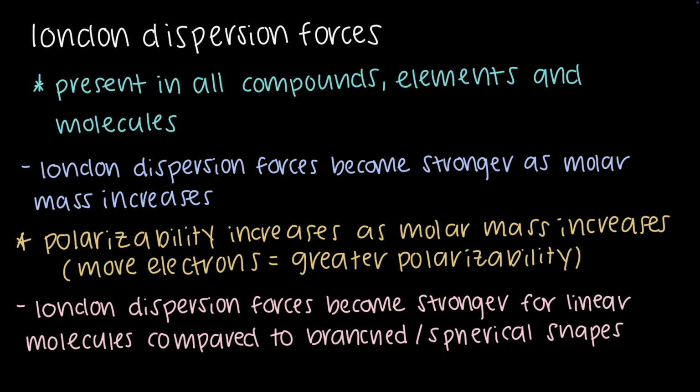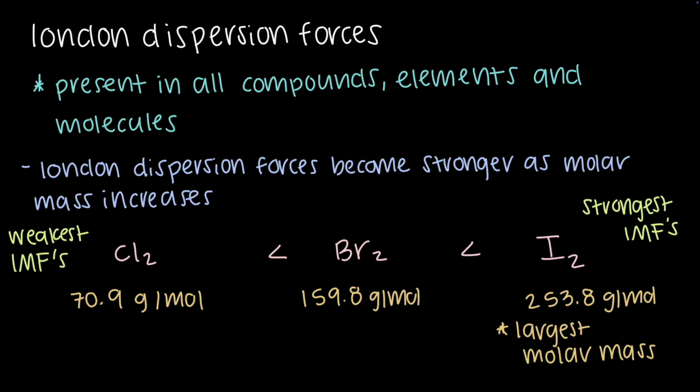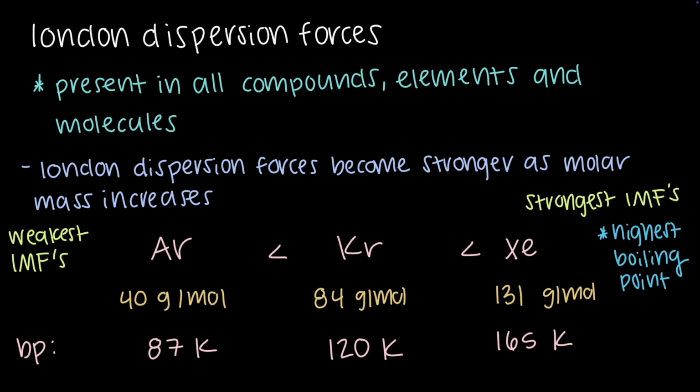You can see this in the halogens and noble gases. I2 has stronger London dispersion forces than Br2 or Cl2 due to its larger size. I2 has a molar mass of 253.8 grams per mole, Br2 has a molar mass of 159.8 grams per mole, and Cl2 has a molar mass of 70.9 grams per mole. I2 has the largest molar mass and will have the strongest London dispersion forces. For the noble gases, xenon has the largest molar mass and will have the strongest London dispersion forces. Xenon has the highest boiling point, then krypton, then argon.